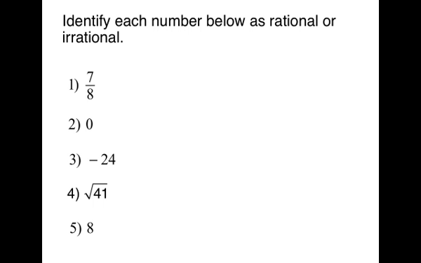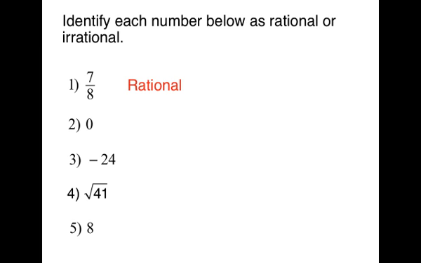Okay, kind of going back to the beginning. Identify each number below as rational or irrational. So number 1, and I'll give you a moment to do these, and then come back and see if you got them right. Number 1, 7/8. For a number to be rational, you have to be able to write it as a fraction. Well, that is a fraction, so it's rational.